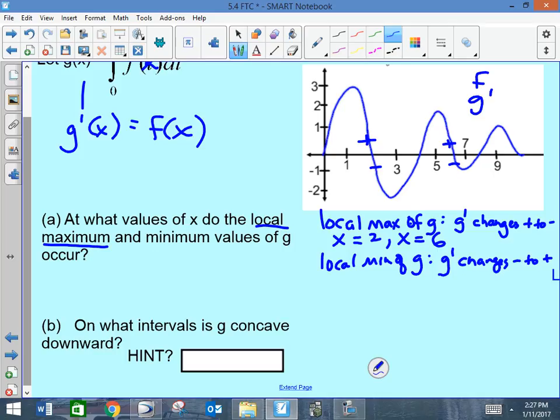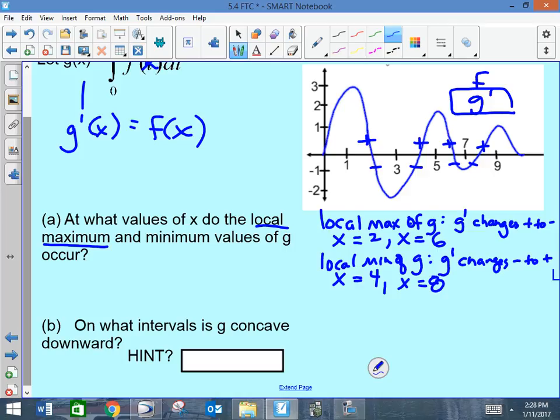Okay, where is the local min going to go? From negative to positive, g prime changes. So 4, it says negative to positive, and 8, negative to positive. Okay, very good. So this was key to the problem, understanding that that is the same thing as f in this case.